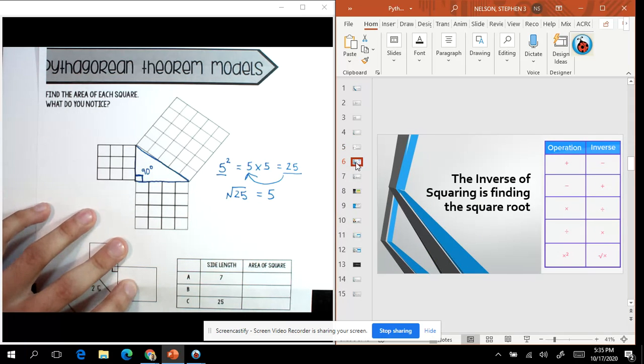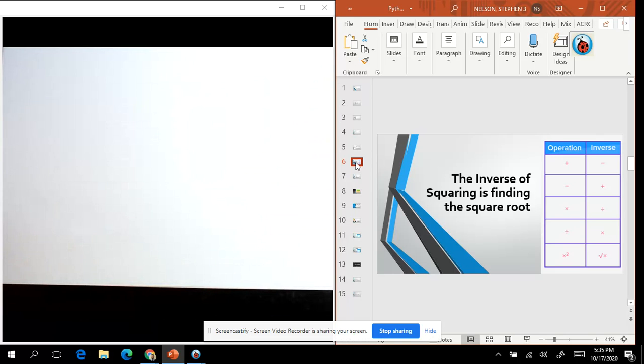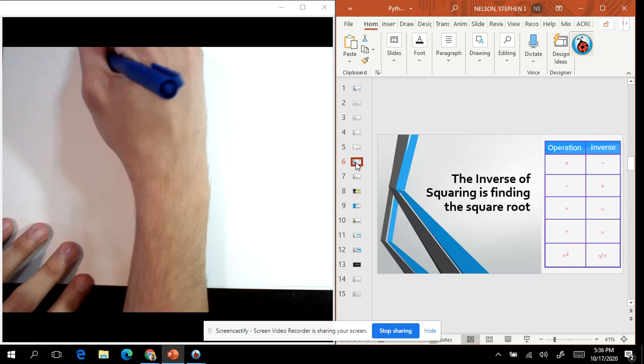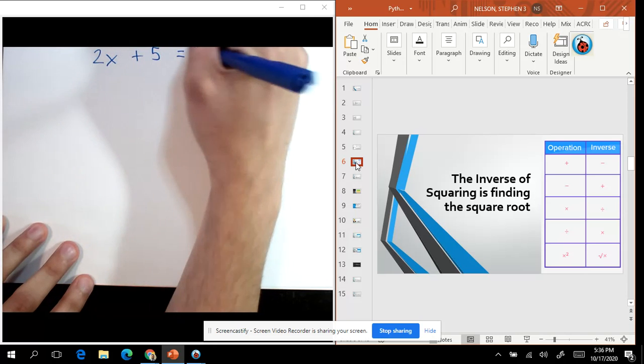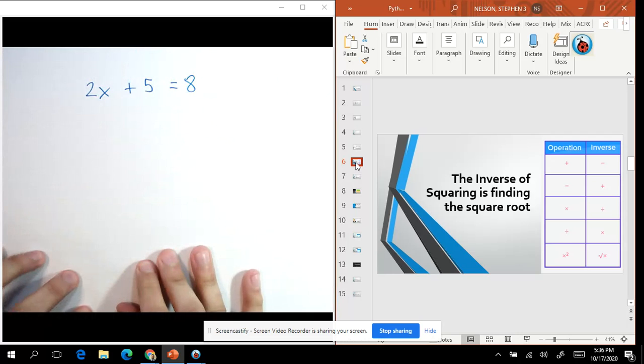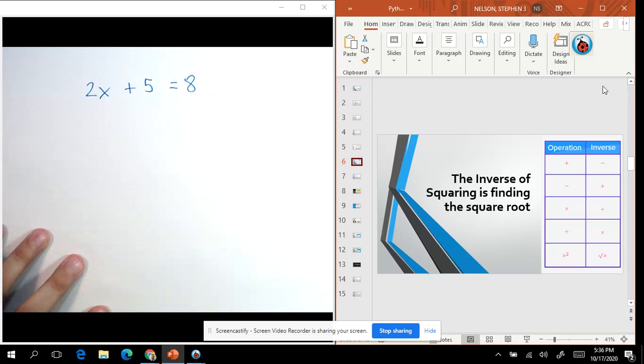All right. One thing I want you to also take note of is the inverse of squaring is finding the square root. So just like in solving equations, if we had something like 2x plus 5 is equal to 8, bring that down a little bit. So remember over here, it has the operation and the inverse operation. Remember that inverse operations is when you are moving terms over to the other side of the equation.